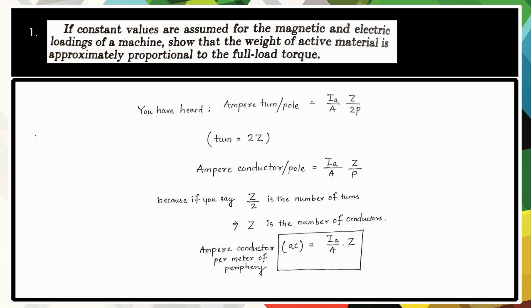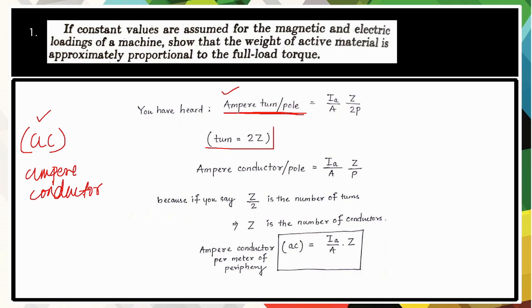So coming to the term AC, what is the meaning of AC? Ampere conductor. So you may not have heard about this AC before, but we have heard about ampere turn per pole. Definitely we have heard about the ampere turn per pole in DC machine. So we define ampere turn per pole as Ia by A, where this capital A is the number of parallel paths, into Z by 2P. Here P is the number of poles.